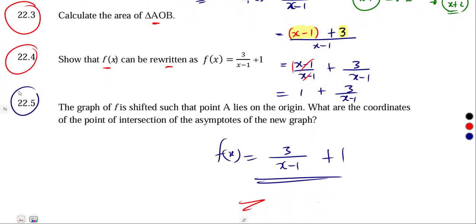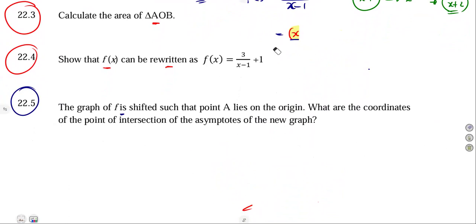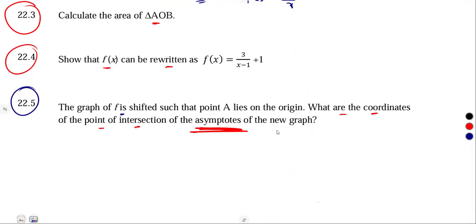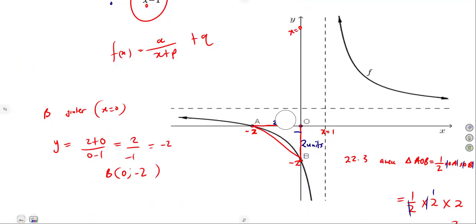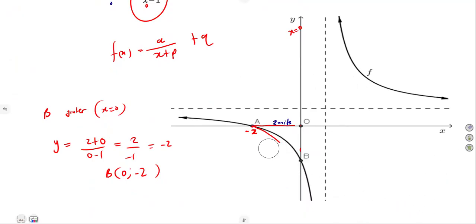Then question 23.5: the graph of f of x is shifted such that the point A lies on the origin. What are the coordinates of the point of intersection of the asymptotes of the new graph? So from the new graph, the point A was shifted. This is what we have, remember.